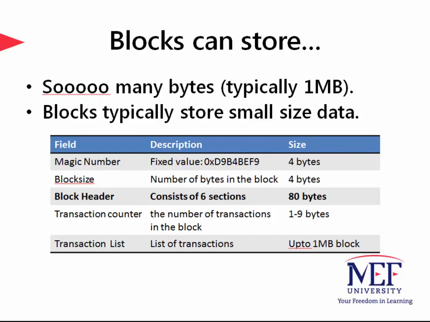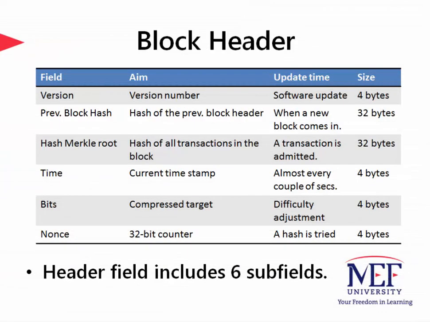Block header is the next field. It contains 6 subfields, which we'll cover later, and it takes up 80 bytes of space. Transaction counter gives us the number of transactions contained in the block, and we essentially store digital signatures of transactions in the transaction list section, which is the last field. The number of transactions that can be stored in the block is limited by the block size, which is typically 1 megabyte.